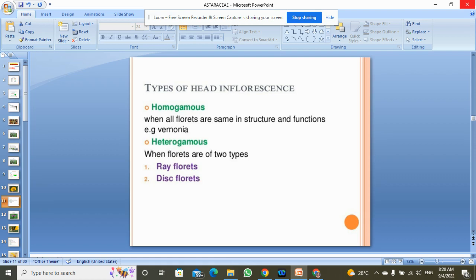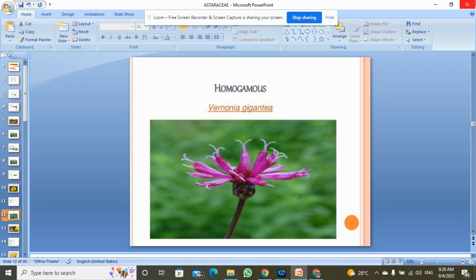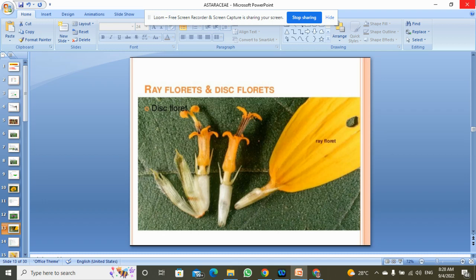Heterogamous head means it contains both ray florets and disc florets. The ray florets are female florets, and the disc florets are bisexual florets. And then the homogamous head: you can see in the diagram Vernonia gigantea, where only one type of floret is present, namely the disc florets. And see how the disc florets are.